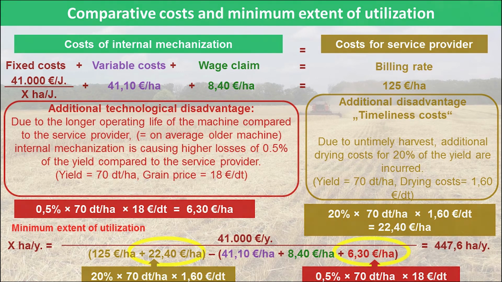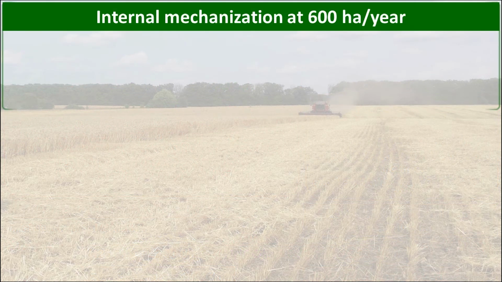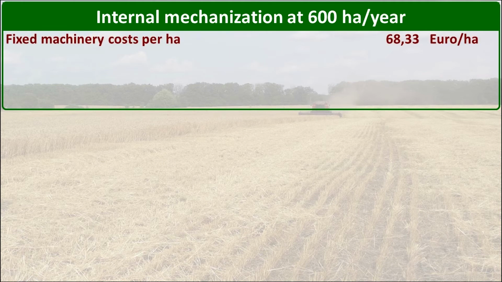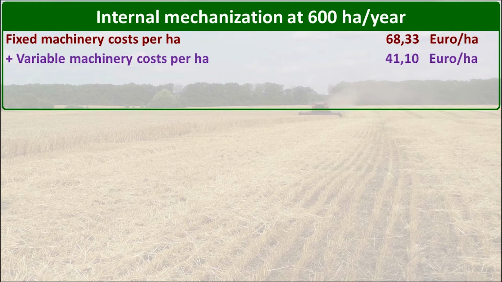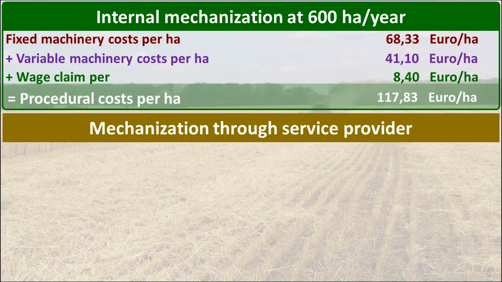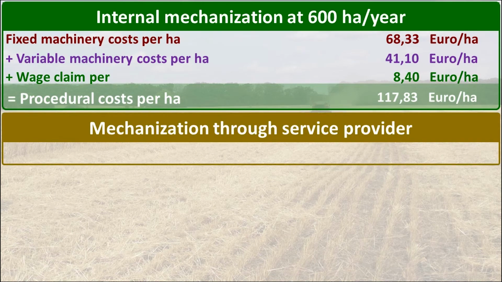We summarize. The costs of owned equipment when used at a workload of 600 hectares per year, including the fixed machinery costs, variable machinery costs, and wage claim, amount to a total of 117.83 euros per hectare. In comparison, the rates for external mechanization through a service provider are 125 euros per hectare. Internal mechanization, that is owning equipment, is thus cheaper than external mechanization through a service provider.